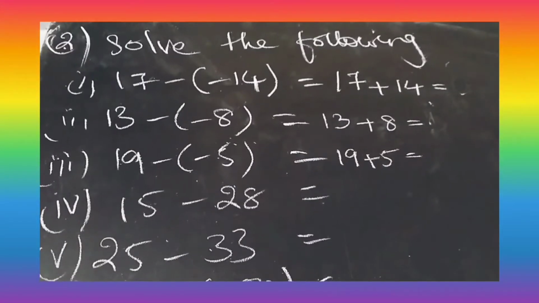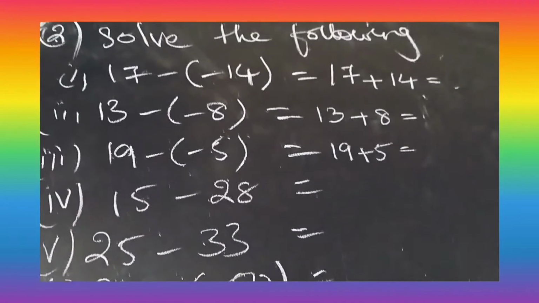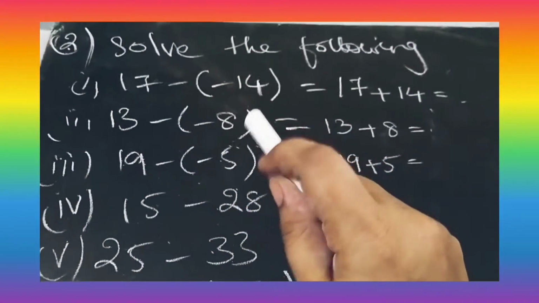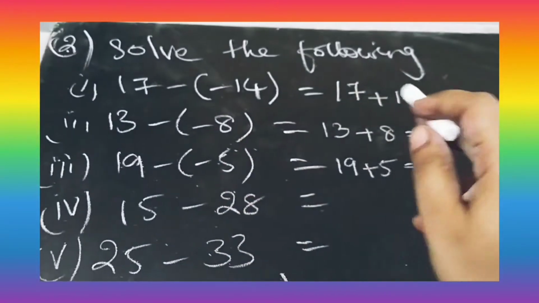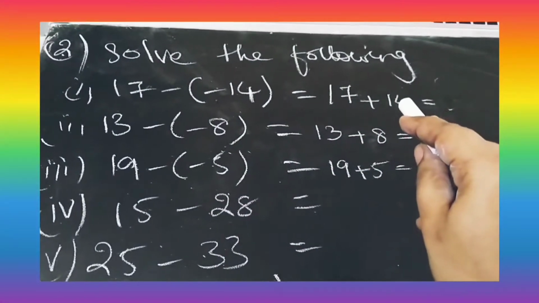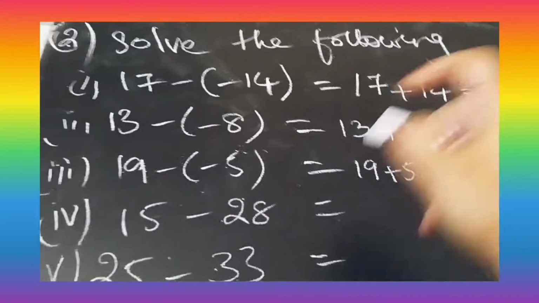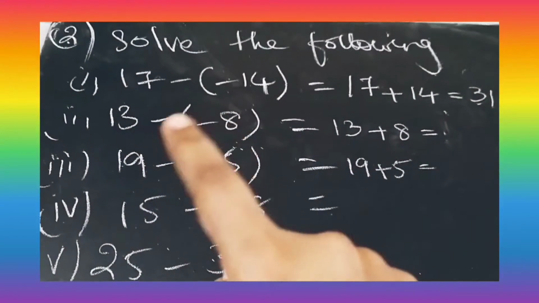Solve the following. First bit in the second one is 17 minus of minus 14. Again you have to remove the bracket. What is minus into minus? It is plus. What is 17 plus 14? It is 31.